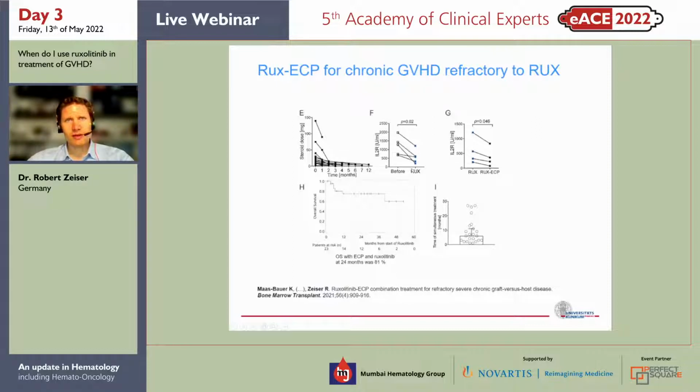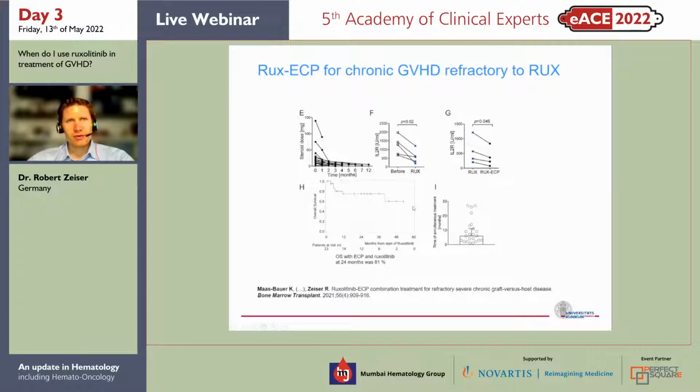Also, we see that upon ruxo alone, the IL-2 receptor declined. But in all these patients that had been already on rux, the combination of rux and ECP further decreased the soluble IL-2 receptor, indicating that there's really an add-on effect when combining the two interventions.